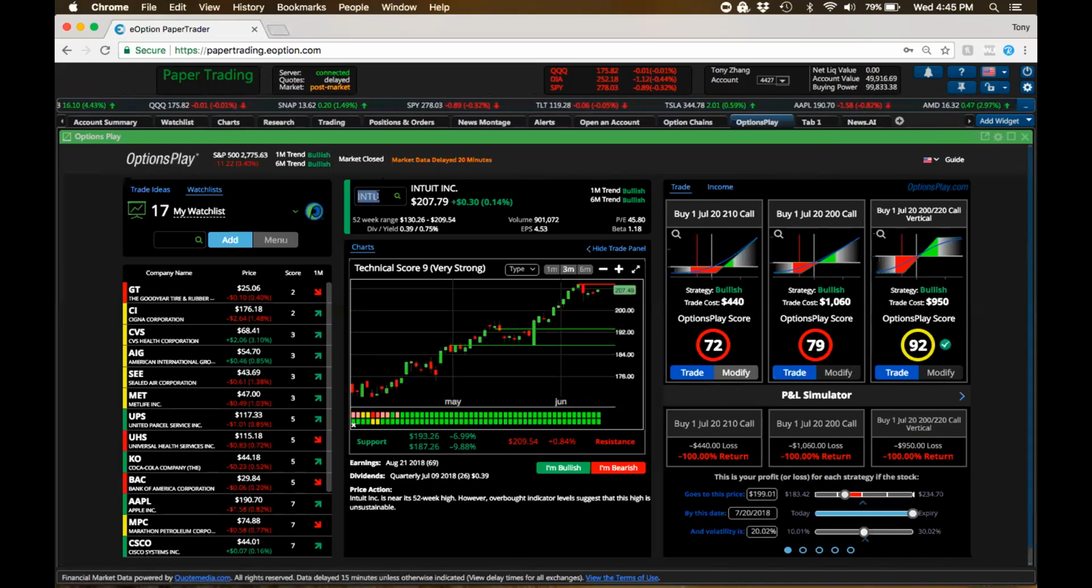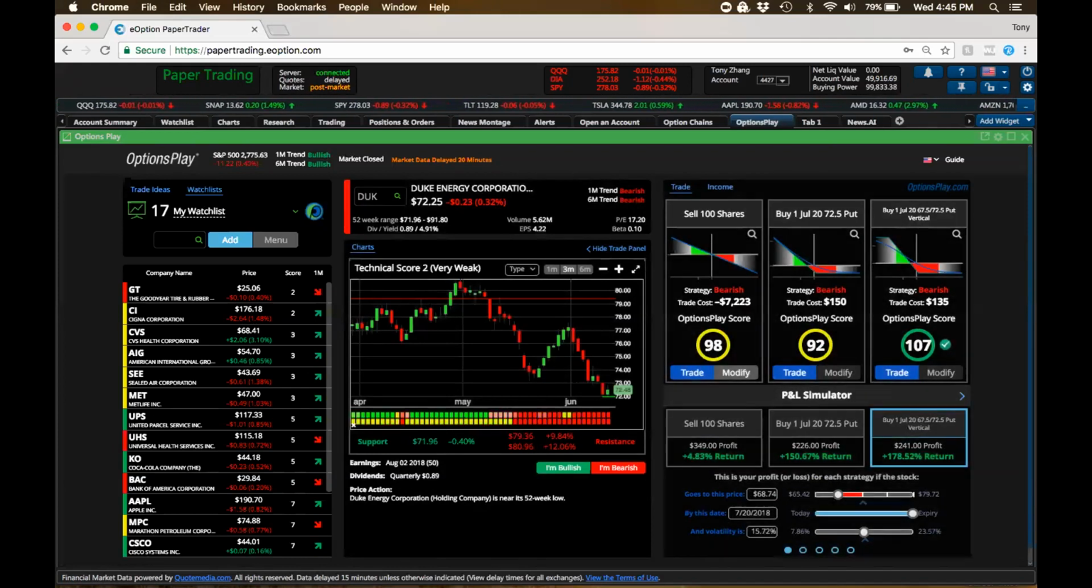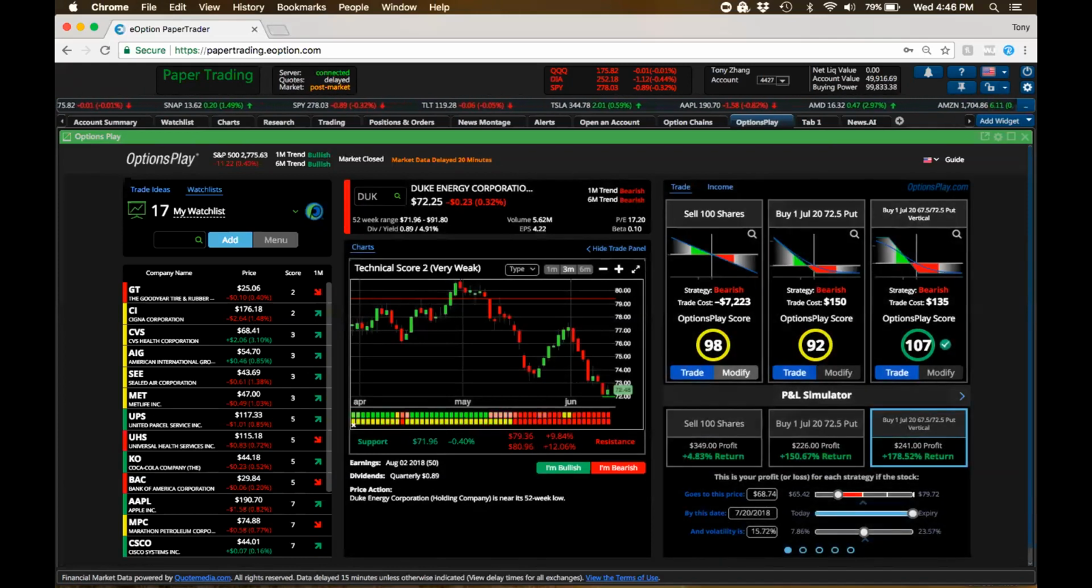So let's go through a few examples here. Let's look at Duke Energy. And this is just for illustrative purposes. This is not by any means a solicitation to trade these securities, and I don't necessarily have a view on these securities. I'm just using these as illustrative examples.